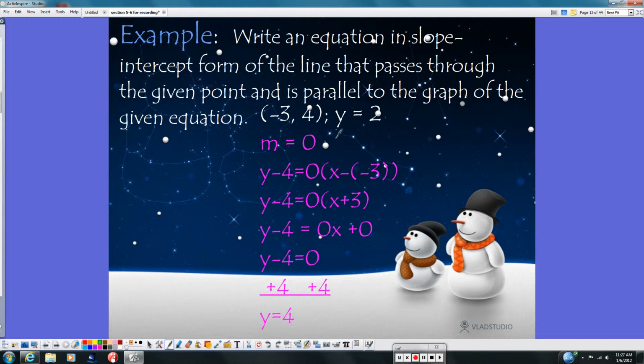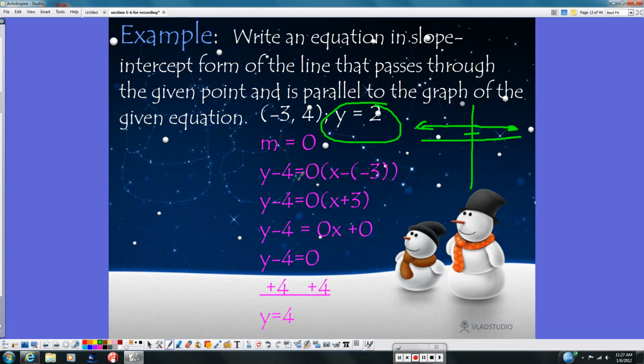Another example here. Notice this time we have y equals 2. What kind of a line would that be? Well, if we take a look at our grid here, we don't have any x's. We know that this is y equals 2, so we would come up 2 on our grid and draw a horizontal line. Now what's going to be parallel to this? Well, another horizontal line. We know that horizontal lines have slopes of 0.